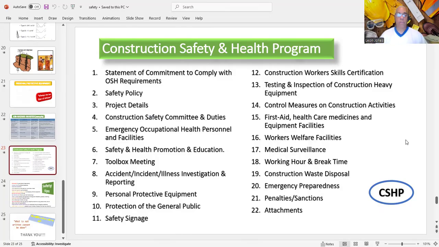You're going to have a toolbox meeting, which is basically a safety event where you have a meeting with your crews during the day before they go to work. Then you're going to have accident, incident, illness, investigation, and reporting, PPE, personal protective equipment, protection of the general public, safety signage, construction worker skills certification.